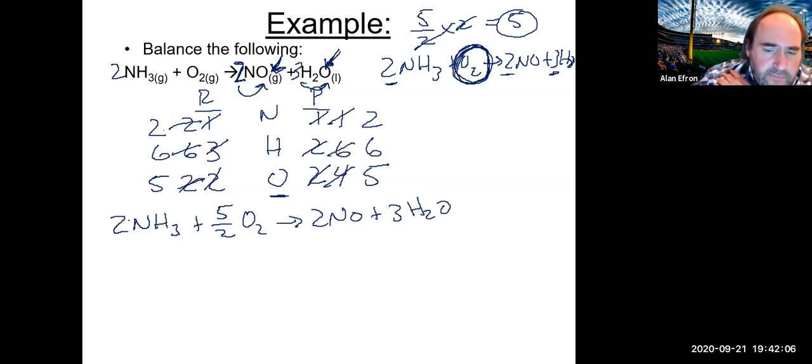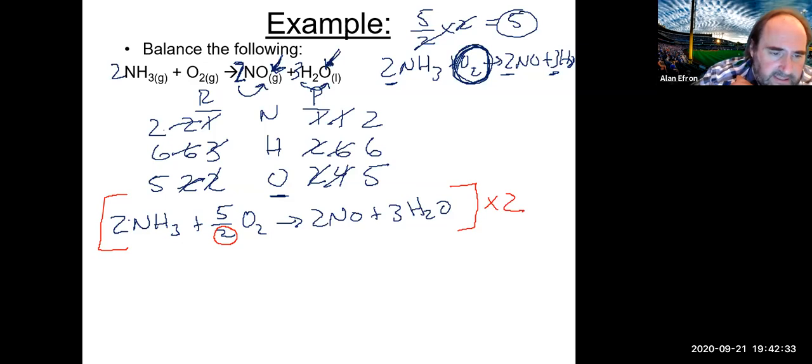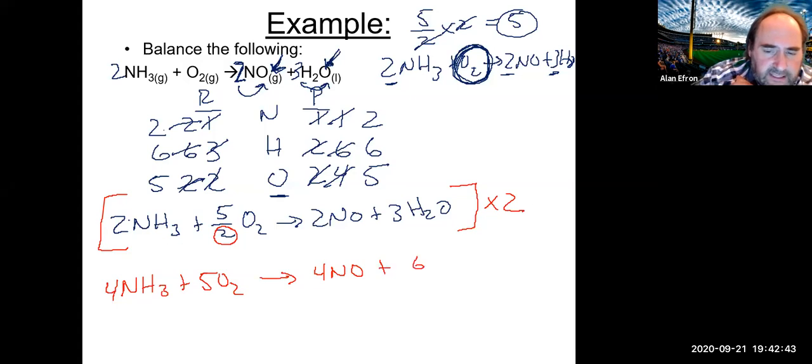Now, you may say to yourself, I thought everything had to be whole numbers when it's all said and done, and it does. But you can definitely use a fraction to balance something, and then you just need to clear the fraction. To clear the fraction, what we need to do is multiply everybody by the denominator. So we need to multiply the entire thing by 2 in this case, and that does give us 4NH3 plus 5O2 gives us 4NO plus 6H2O.